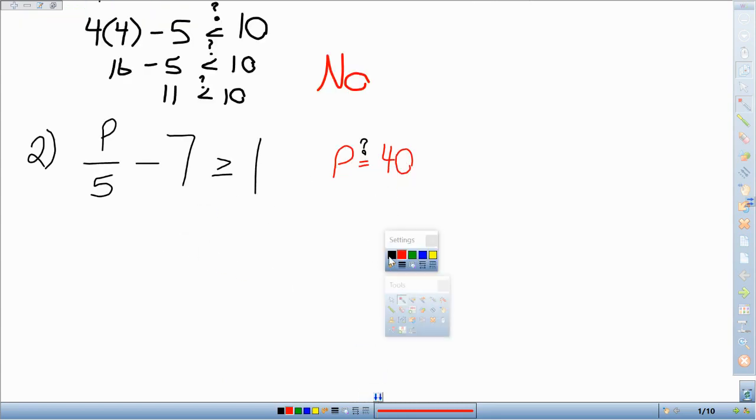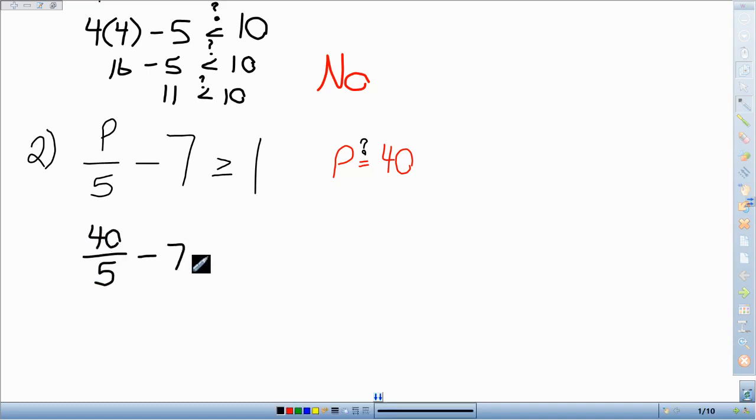Let's try it out with number 2 here. Plugging in 40 for p, so let's go ahead and do it. 40 over 5 minus 7, some symbol, 1. By the way, we're not solving anything here. We're just simplifying, doing all the math we can. Order of operations applies, so we'll do this division first before we subtract. So 5 goes into 40 8 times, minus 7, some symbol, 1.